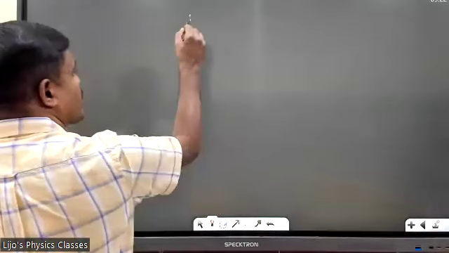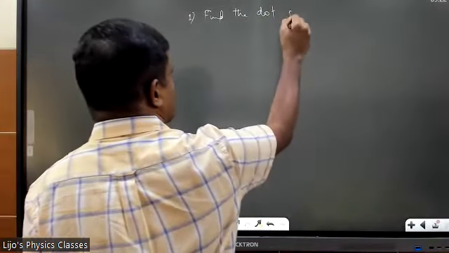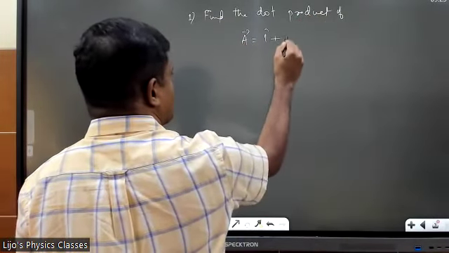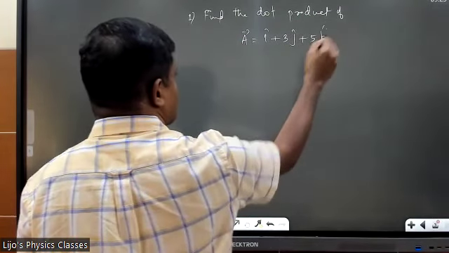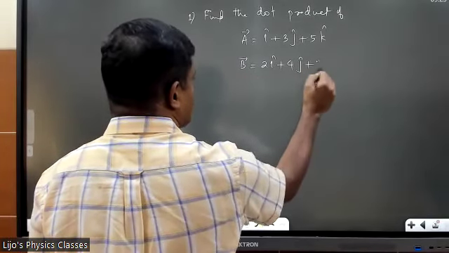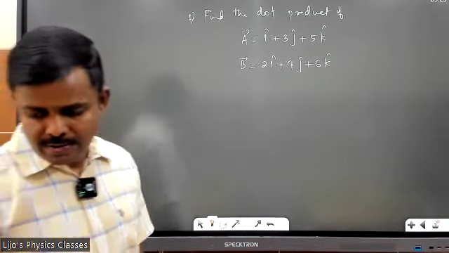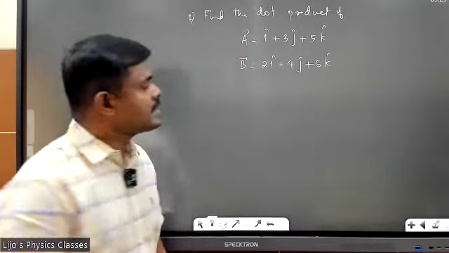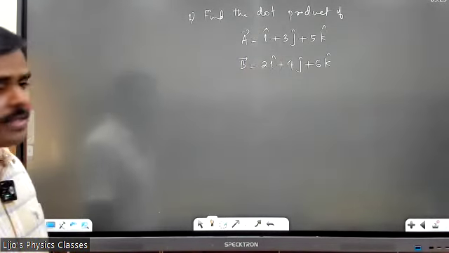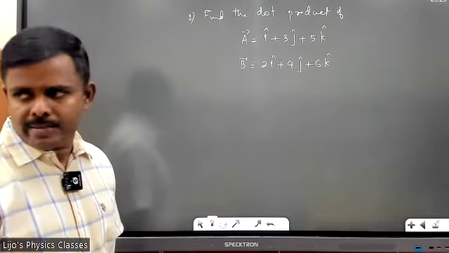Question number one. Find the dot product of A is equal to I plus 3J plus 5K and B is equal to 2I plus 4J plus 6K. Angle is not given, no, so you take the direct method.